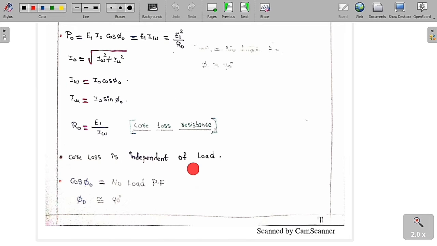The core loss is always independent of load. See, core loss is never dependent on load. No matter whatever the load, core loss is always constant. So core loss is independent of the load.